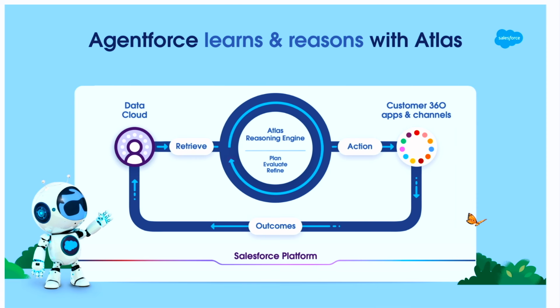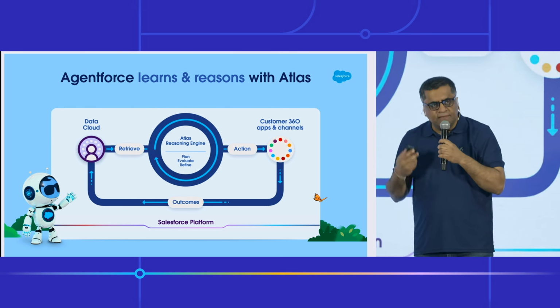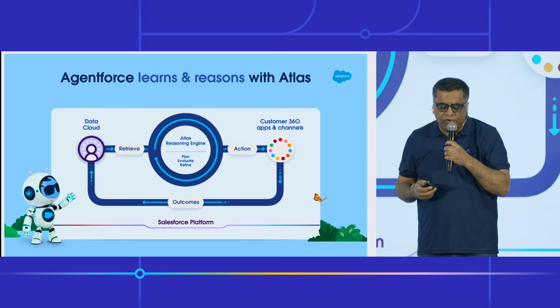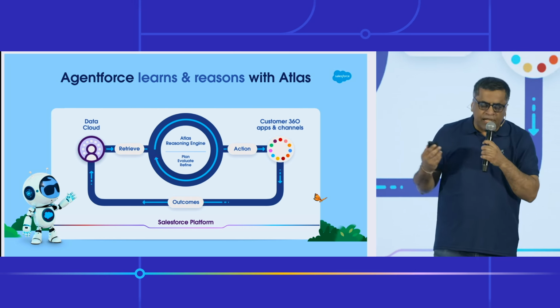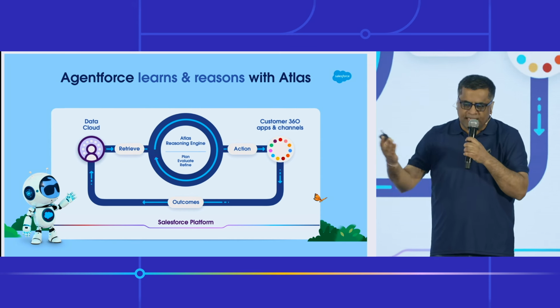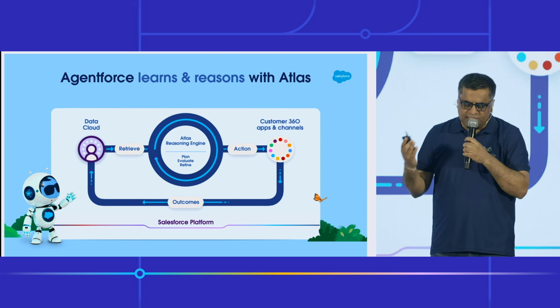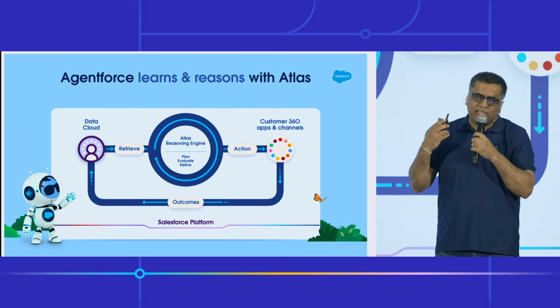Then it does a few things. There is a plan phase, which we'll show you. There is an evaluation phase in terms of how you build your agent. And then there is a refinement phase, which is basically fine-tuning your agent. Then you create actions, and we show that it is interacting with the Customer 360 apps and channels. Those actions could be anything.